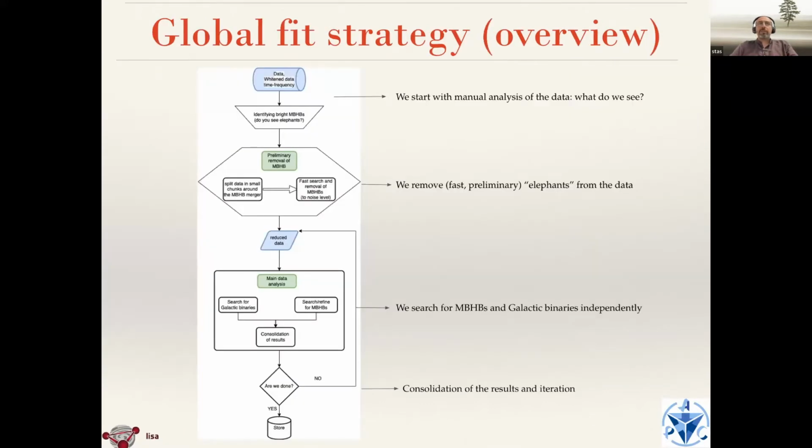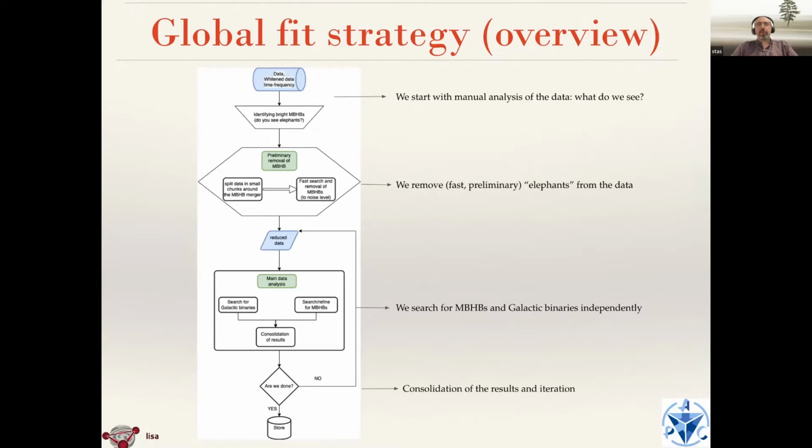Let me first introduce a global overview before I go into details. What we are trying to do, again, Tyson did a great job introducing one variant of this global fit. I'll give you a slightly different variant. We start with the data. We pre-process the data and analyze it visually, like we just did. We see massive black holes, we see some galactic binaries, and what we see the most are these bright mergers of massive black holes, what we call elephants.